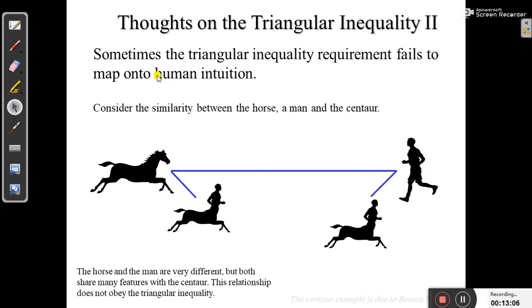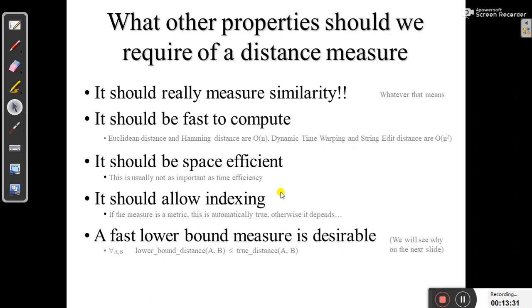Again, sometimes the triangle inequality requirement fails to map onto human intuition. Consider the similarity between the horse, a man, and the centaur. The horse and the man are very different, but both share many features with the centaur. This relationship does not obey the triangle inequality. So that is also a flaw of the triangle inequality.